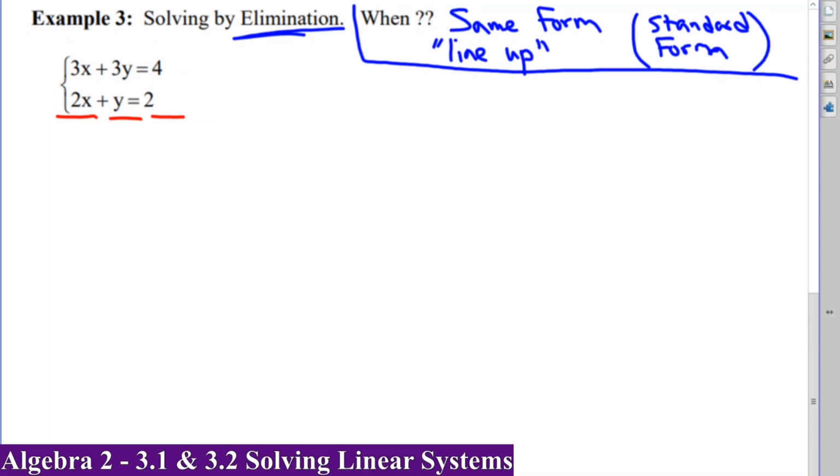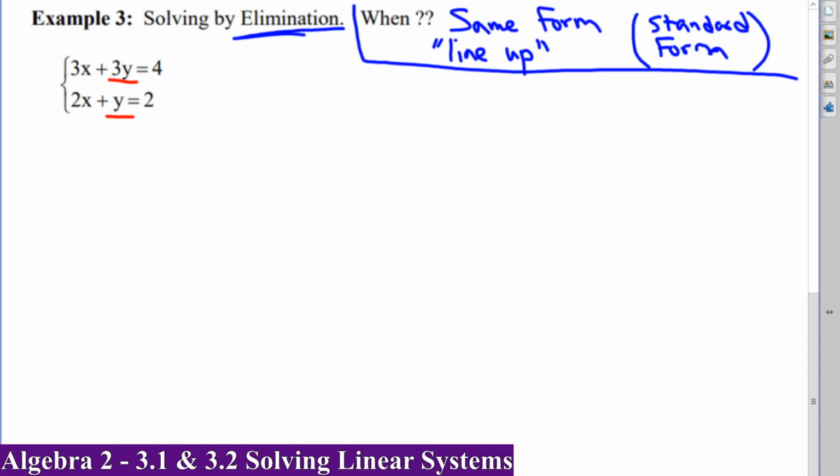Well, you could, with the second equation, maybe subtract 2x from both sides, and you could isolate a variable. But just for practice here, with elimination, we need to obviously eliminate one of the variables, and it doesn't matter which variable we choose. In this case, I'm going to look at my y's.